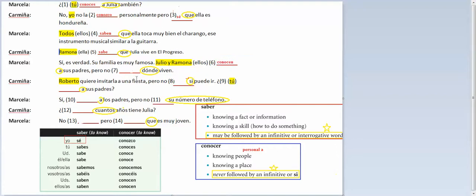Pero no blank donde viven. This is an interrogative word. Saber goes with interrogative words. Conocer never goes with interrogative words. So this should be saber. And again, it's still them: Julia y Ramona know her parents, but they don't know where they live. So it should be saben this time.